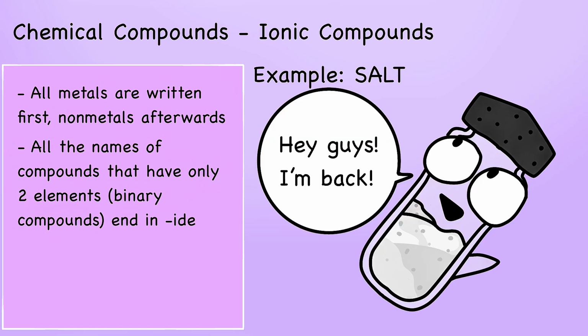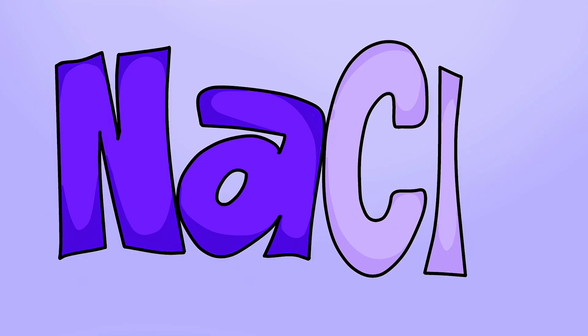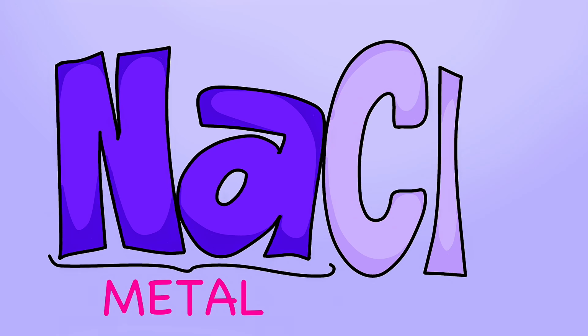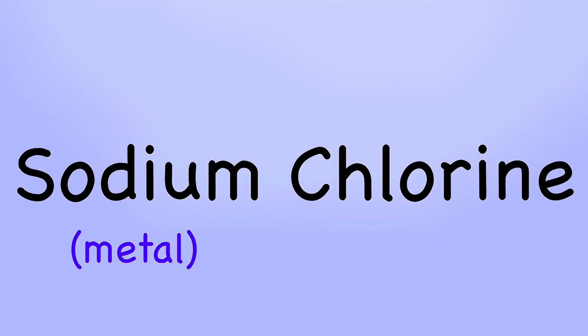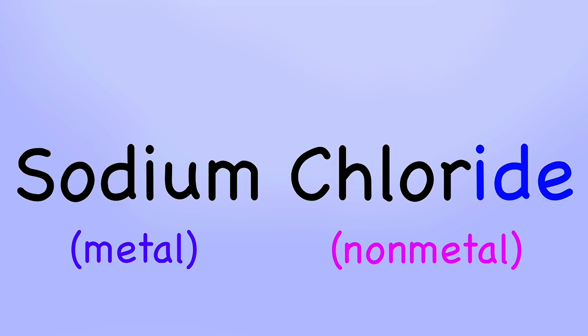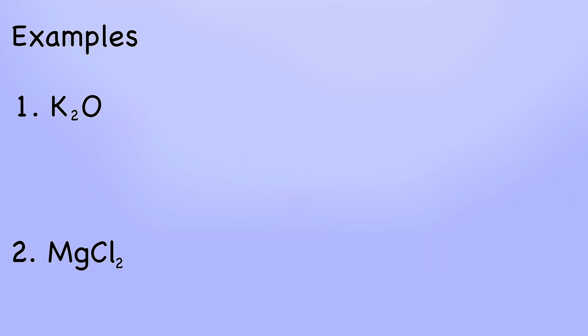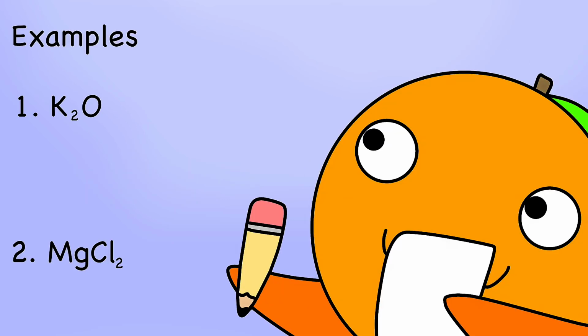Let me give you an example of salt. Salt, or NaCl, is an ionic compound because it has a metal and a nonmetal. Na, or sodium, is a metal, and Cl, chlorine, is a nonmetal. Following the rules, the name of NaCl is sodium chloride. The metal goes first, followed by the nonmetal, and there's the "ide" ending. Let's do two more examples. I would take a piece of paper, pause, and jot down your answers.